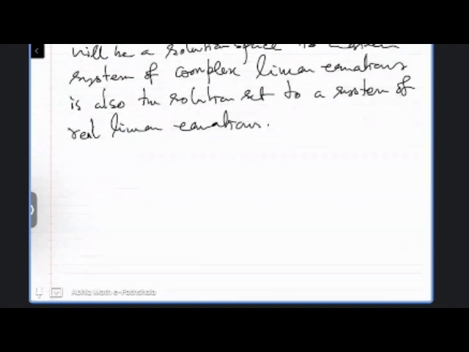We can use different ways to complexify a real vector space.